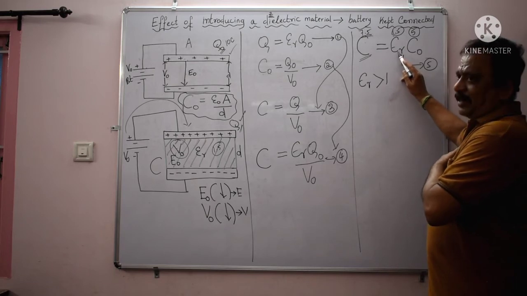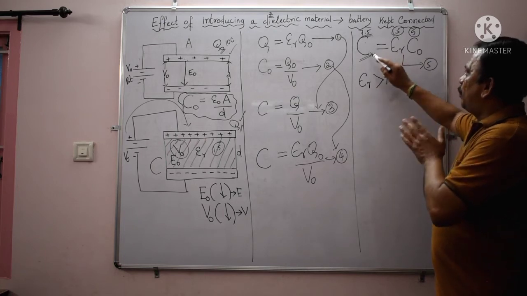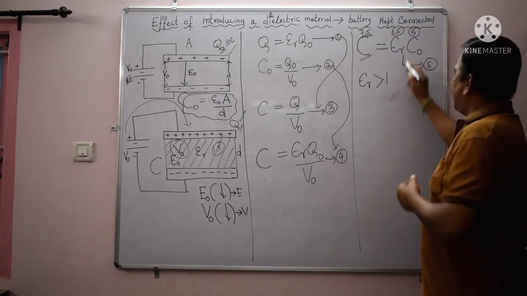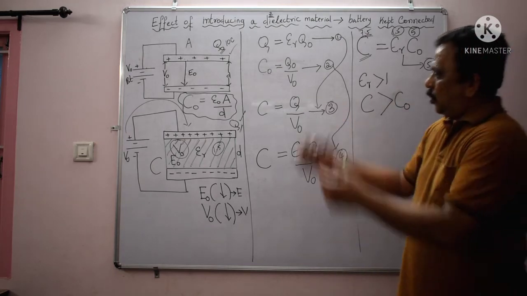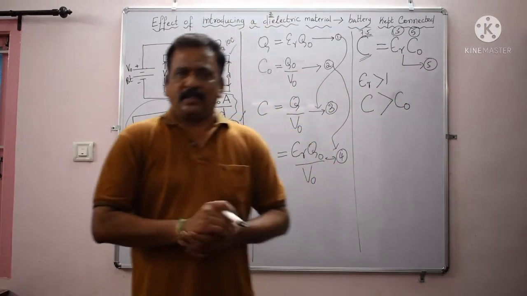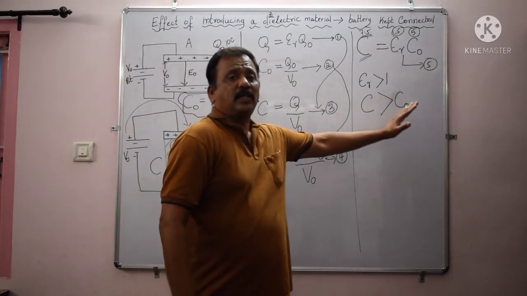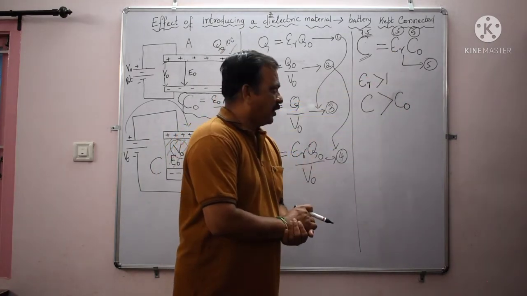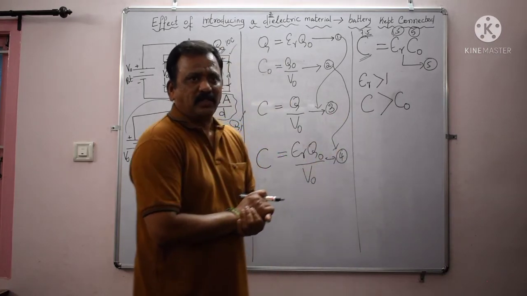So since epsilon r is greater than 1, when I multiply it with C0, what I get is C has to be greater than C0. 7.5 is greater than 5. So I can conclude from equation 5 that C is greater than C0. So when I introduce a dielectric material between the two plates of a capacitor, and if I keep the battery connected with the capacitor, the capacitance of the capacitor will increase. By how many times? Epsilon r times. Is it clear? Right.